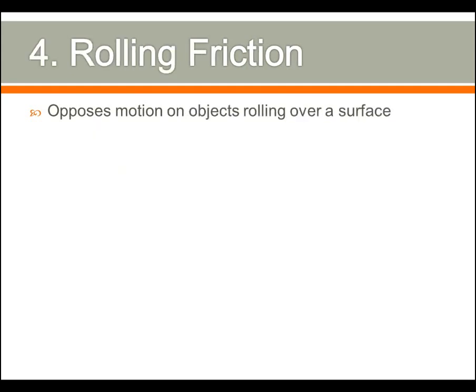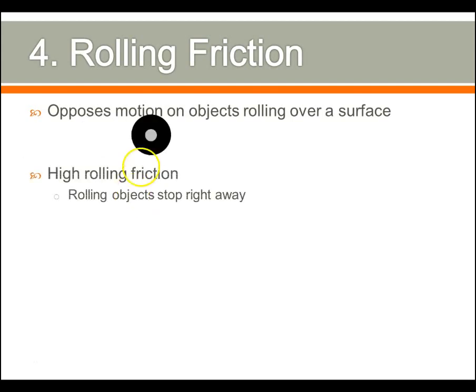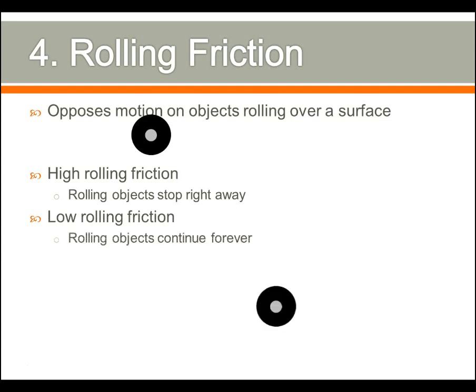All right, last one, let's talk about rolling friction. This is something that opposes motion on objects rolling over a surface. High rolling friction would be where a rolling object stops right away. You know, if you just tried to throw a tire through grass or through a sandy beach, the rolling friction would slow it down right away. Low rolling friction, on the other hand, stuff just keeps on going almost forever and ever.